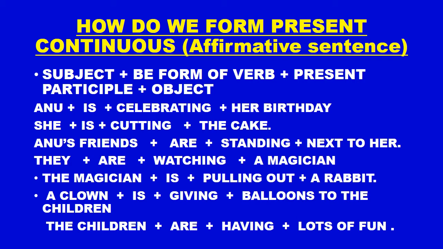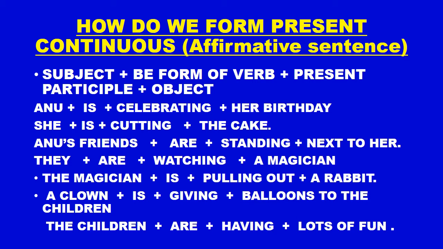Anu's friends are standing next to her. They. Now the subject is they. They, again plural. So we use are. They are watching a magician. Next sentence, the magician is pulling out a rabbit. Next sentence, a clown is giving balloons to the children. Last, the children are having lots of fun. Children, plural, so we are using are with it. Is it clear to you?